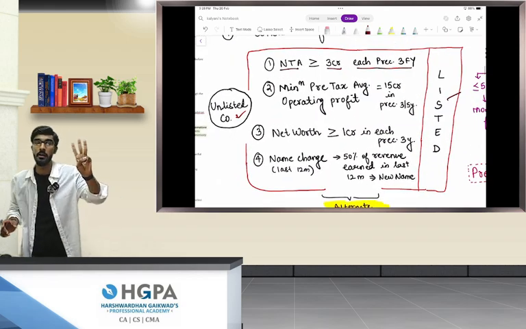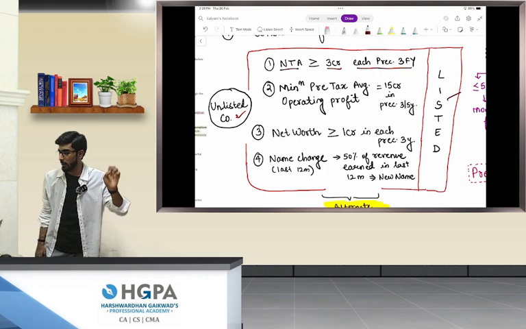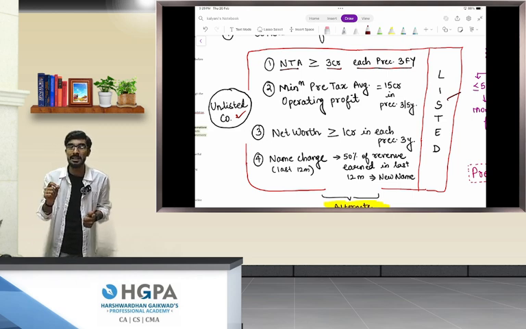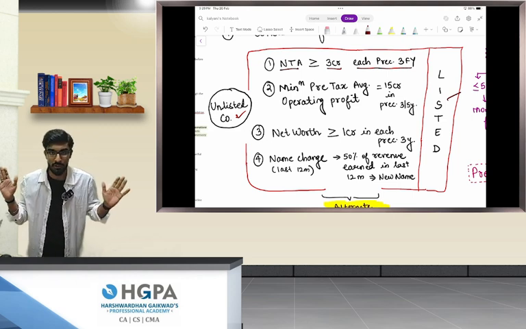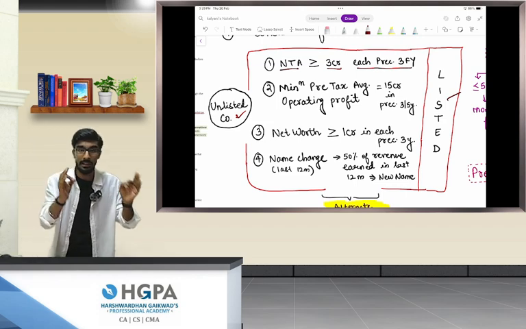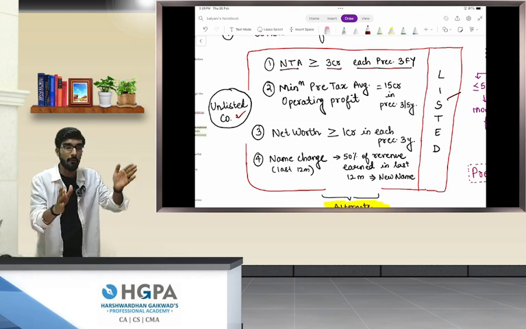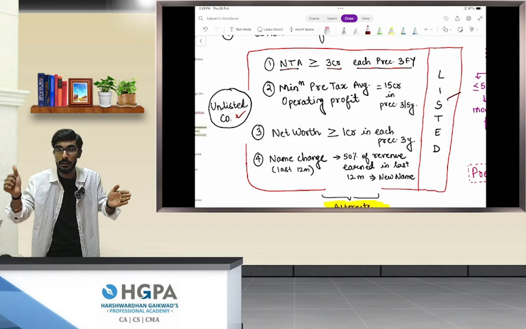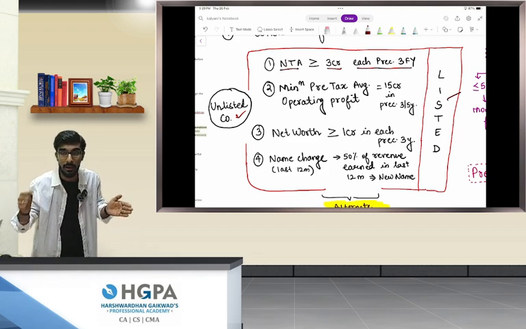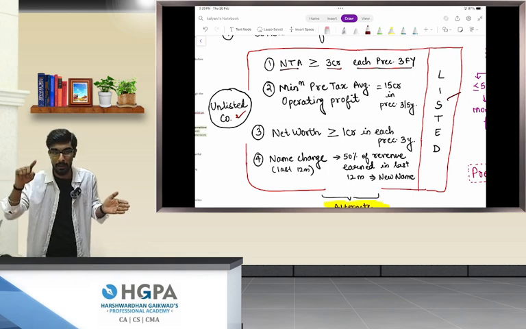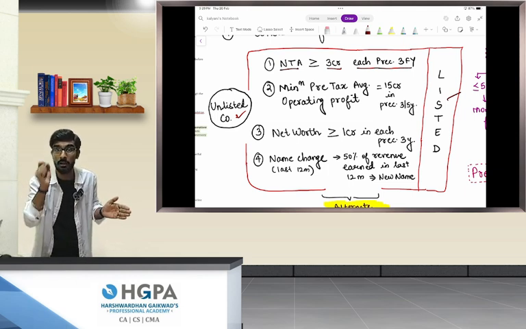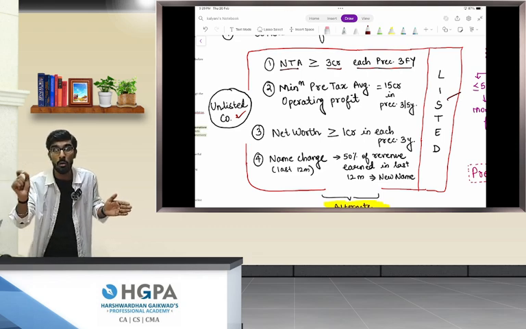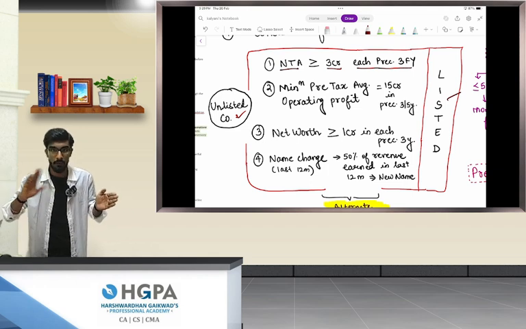So 3 conditions we have learned till now. Number 1 is net tangible assets should be at least 3 CR in preceding 3 financial years. Among those net tangible assets, not more than 50% should be held in monetary form. If more than 50% is held in monetary form, they have to give a firm commitment to Sebi regarding how they are going to utilize the money. Now this 50% condition is not applicable when shares are issued through offer for sale basis. First condition over.